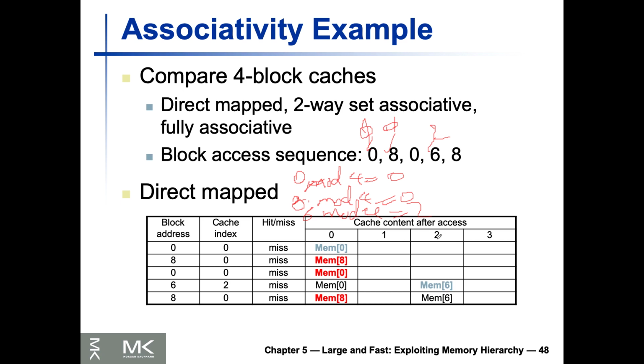So the only one placed at block 2 is the one trying to access mem 6. The rest, 0 and 8, are directly mapped to block 0. And all of them were misses because before that there was nothing here. Those new ones are shown in blue.